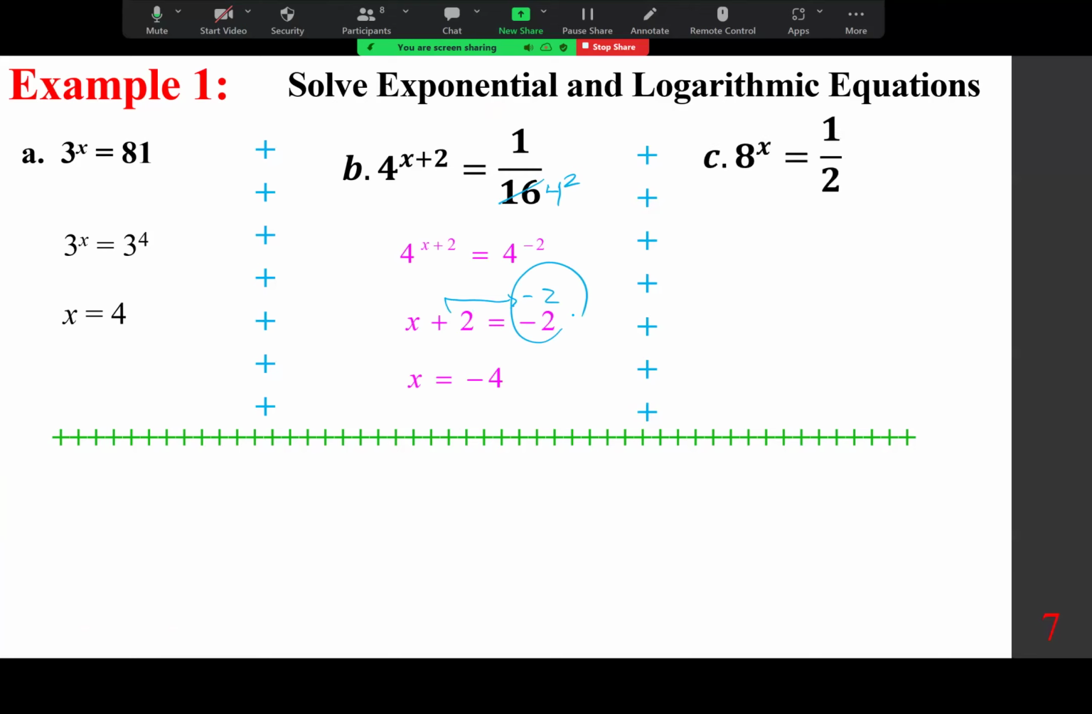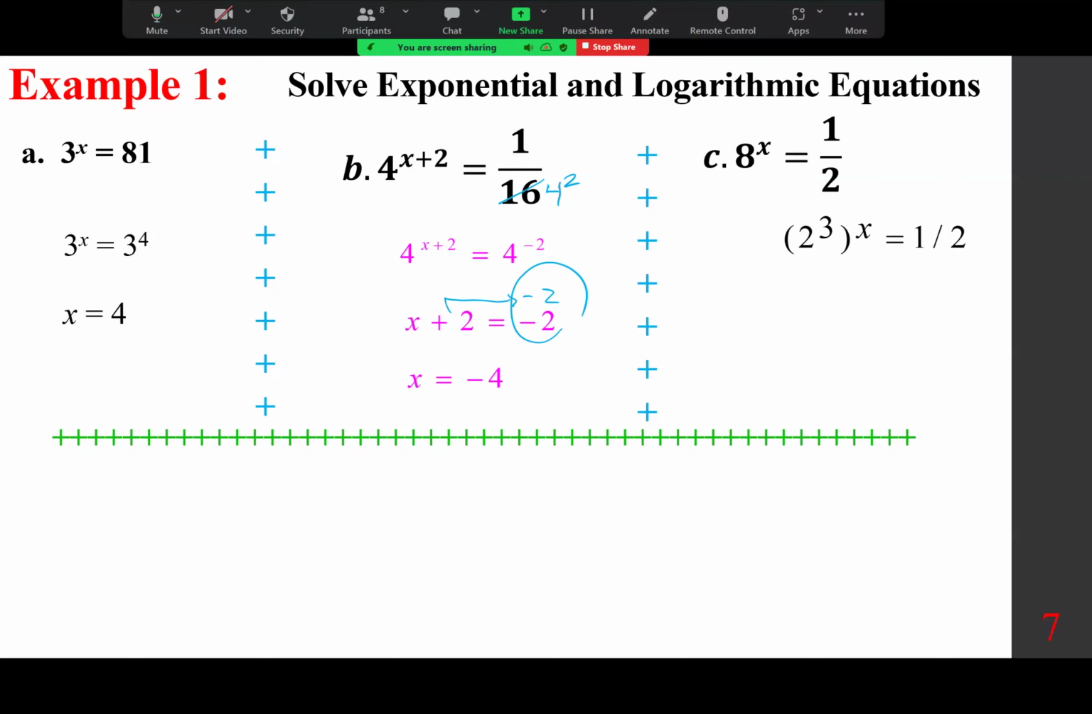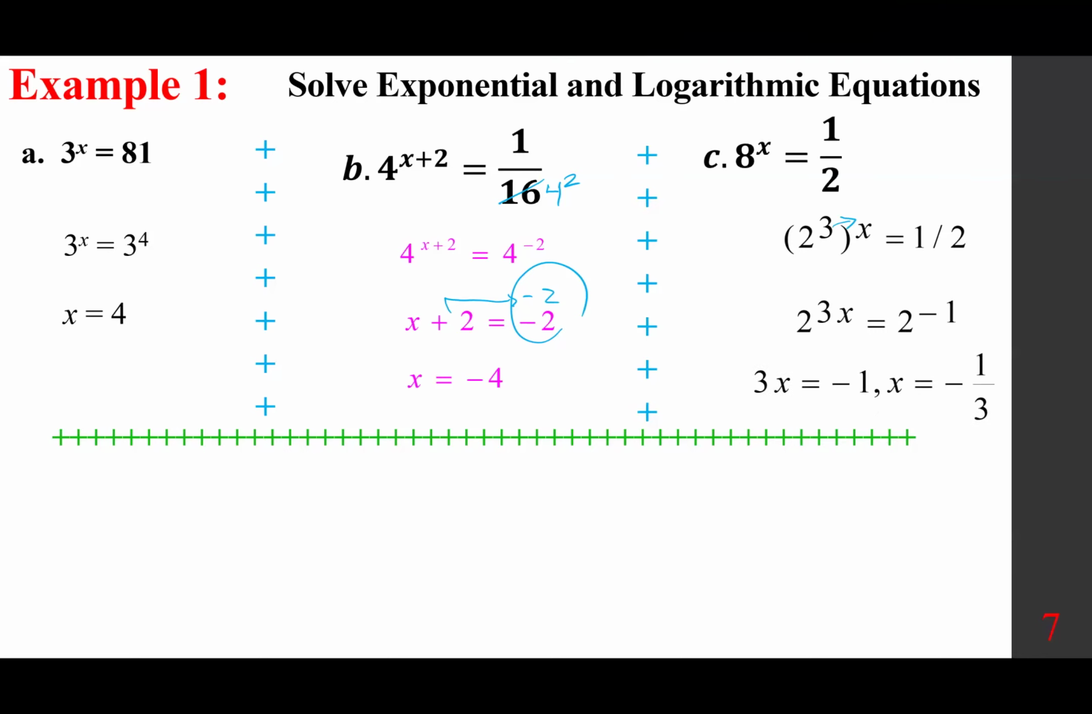8 to the power of x is 1/2. As you know, the left side, 8 can be changed to 2 cubed, and the right side, 1/2, can be changed to 2 to the power of negative 1. The left side, of course, we multiply these two. We get 2 to the power of 3x, and 3x must be equal to negative 1, which means x must be negative 1/3.